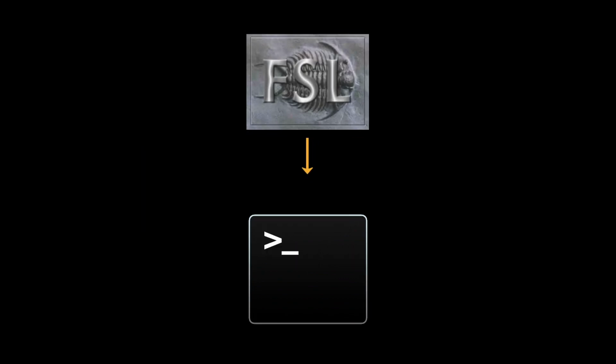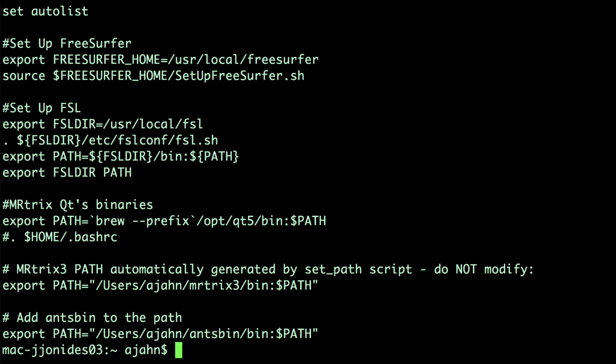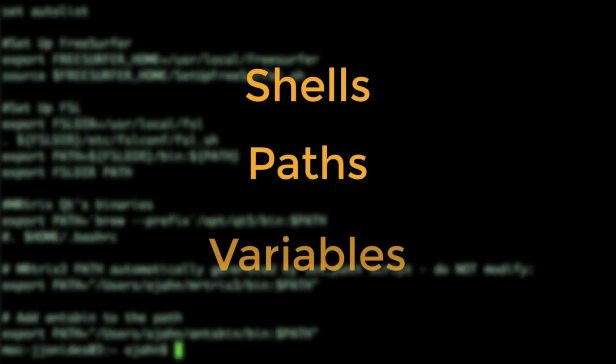When you downloaded and installed FSL, you may have seen a few things you didn't completely understand. For example, if you go to your home directory and type cat .bashrc, you'll see this block of code. To understand what's going on here, you'll need to understand shells, paths, and variables.